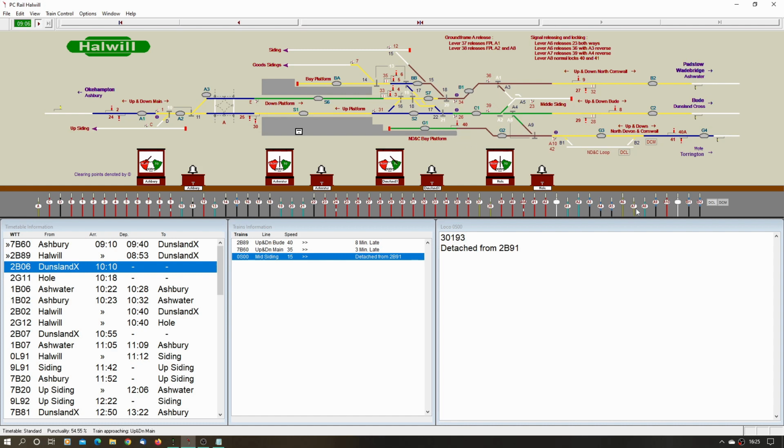I'll put A7 back first. Yeah, that seems to be the best thing to do. Otherwise it seems to stop in reverse. A4 can go back. A5. And we can relock these points with A2 and get the release back in the box. 38. Yep, that's all done.